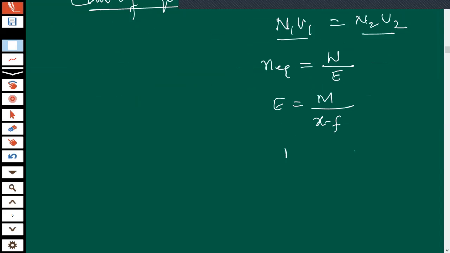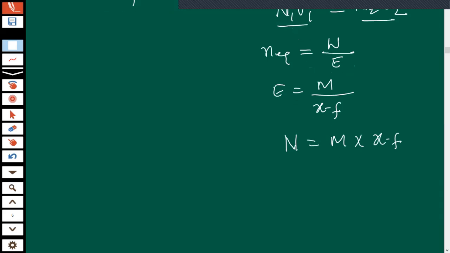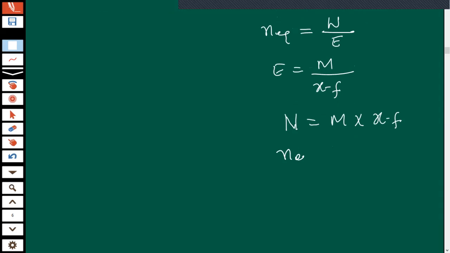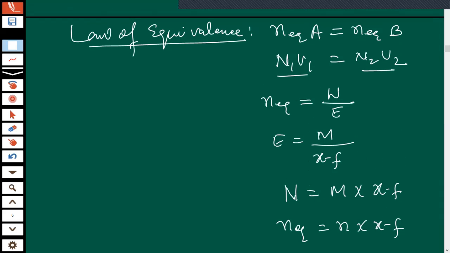And normality is equal to molarity into X factor. Number of equivalents is equal to number of moles into X factor. So many formulas are there, which we will be using frequently.